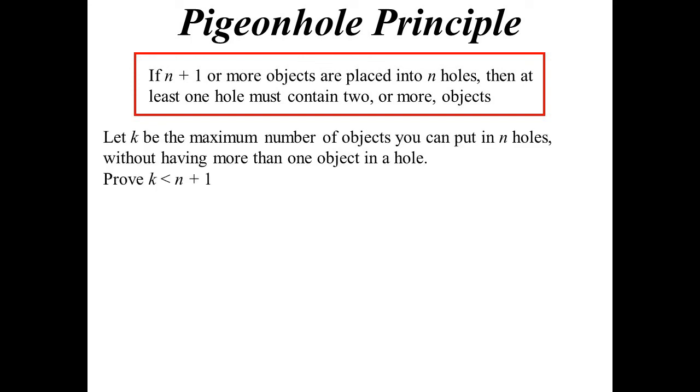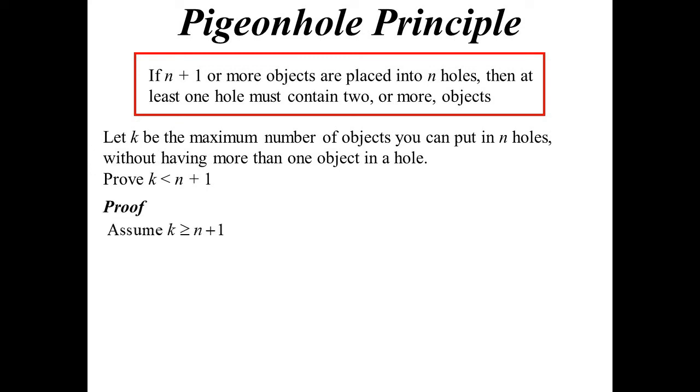It's an interesting little proof, this one. We're going to prove it. Let K be the maximum number of objects you can put in n holes without having any more than one in a hole. So we want to prove that K is less than n plus 1. That's what we want to prove.